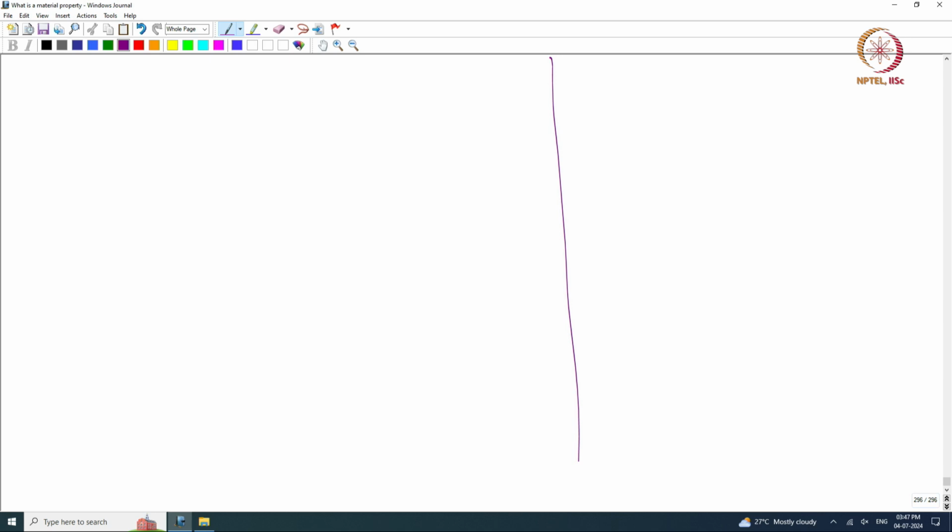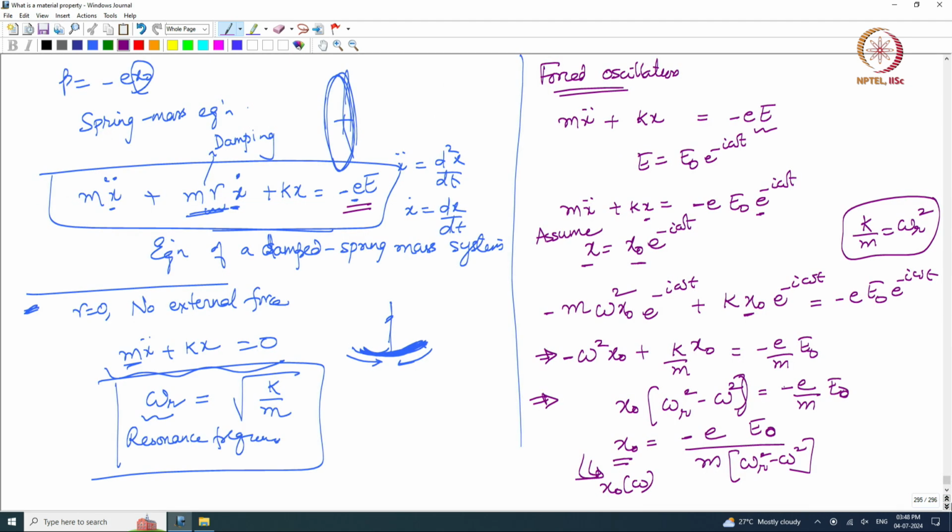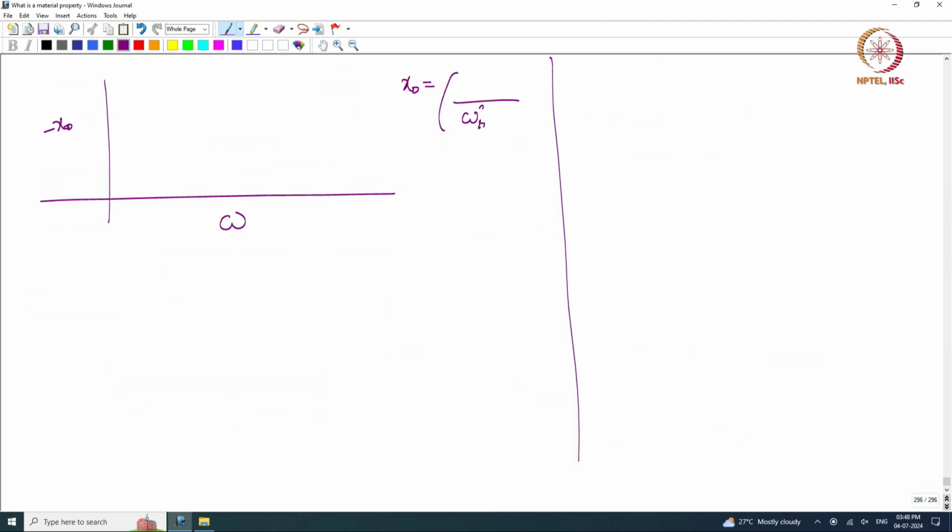let us try to plot this. Okay. Now, as a function of omega, omega is changing, I have x naught, or so I am going to plot what minus x naught is. X naught is equal to, so we have this function omega r square minus omega square, I just omega r square minus omega square and minus E naught, right. So, minus x naught is just this, right. So, let me plot what minus x naught is.